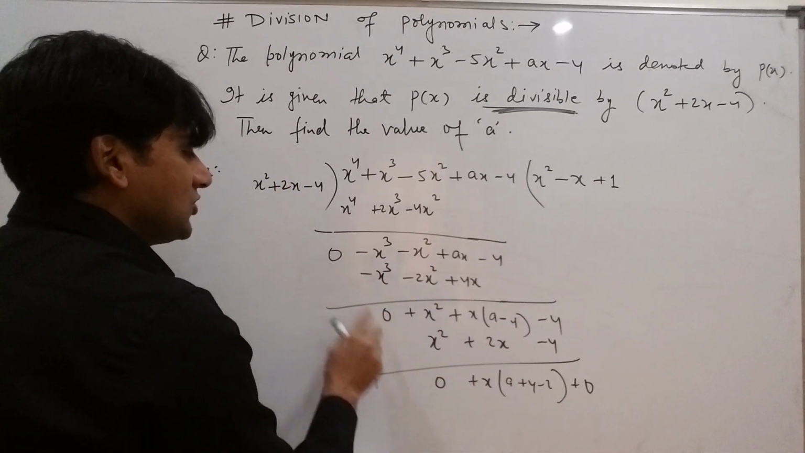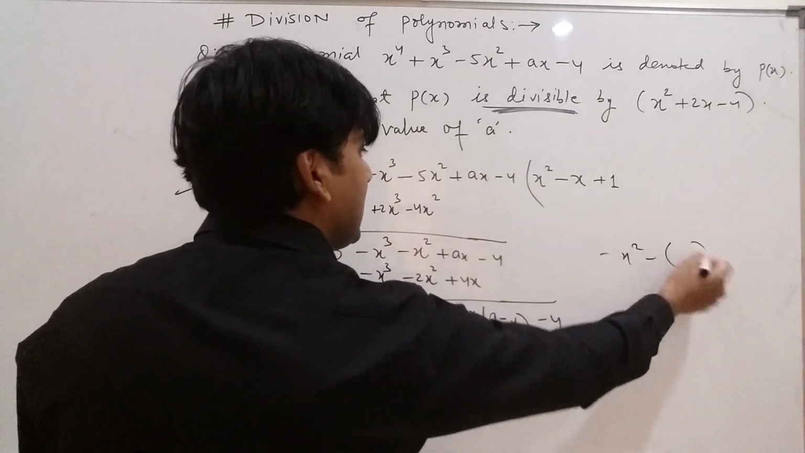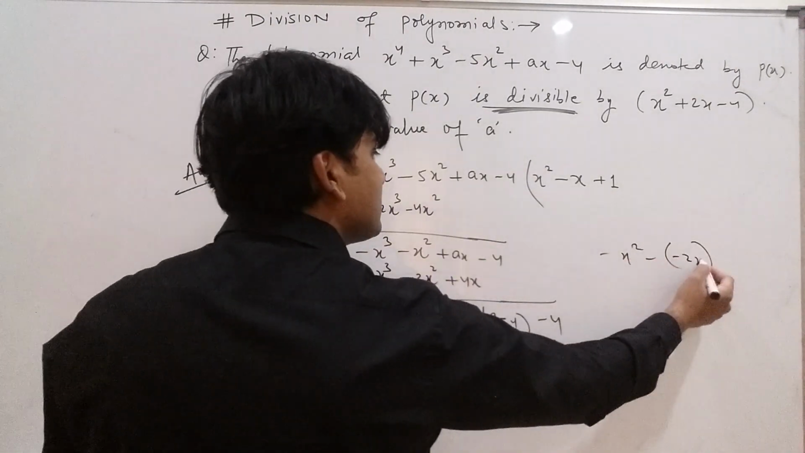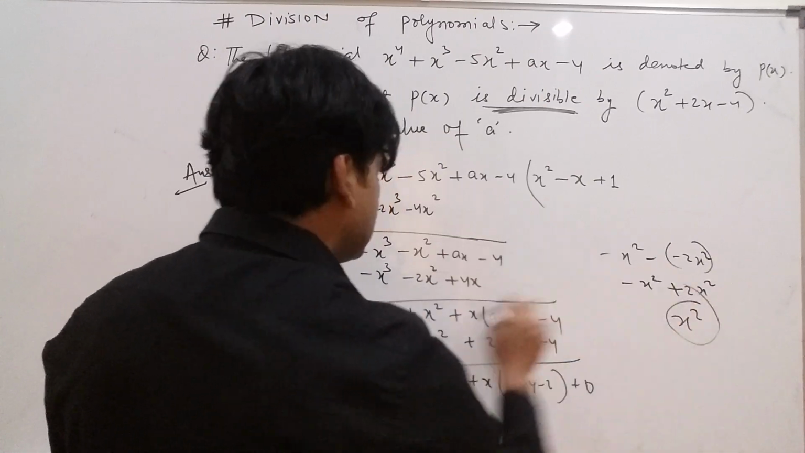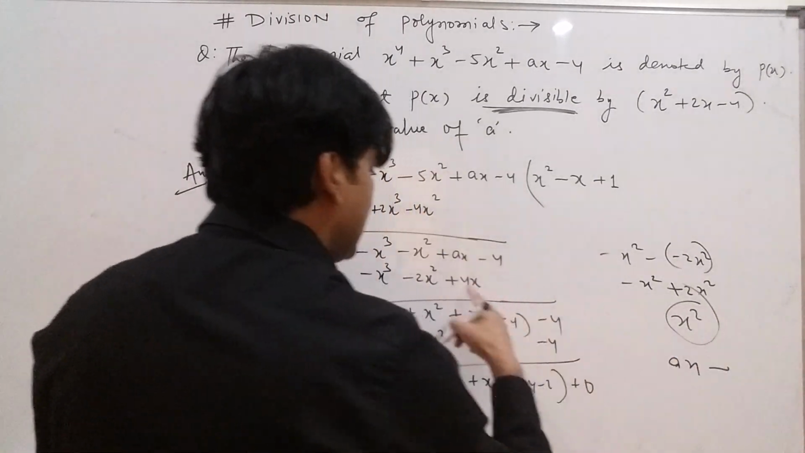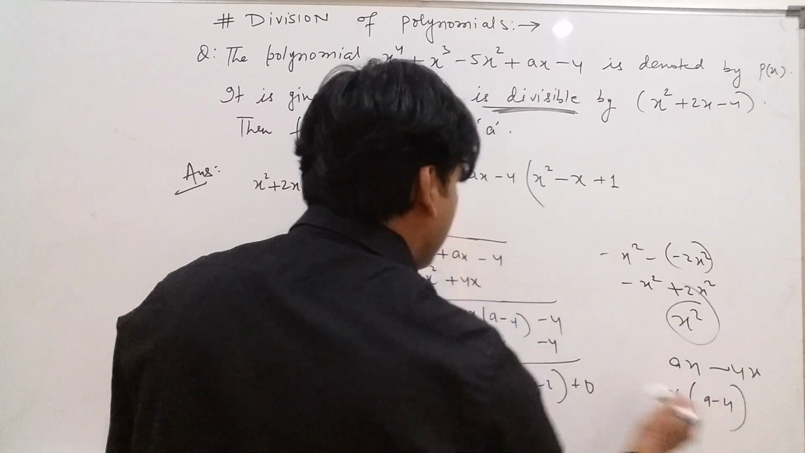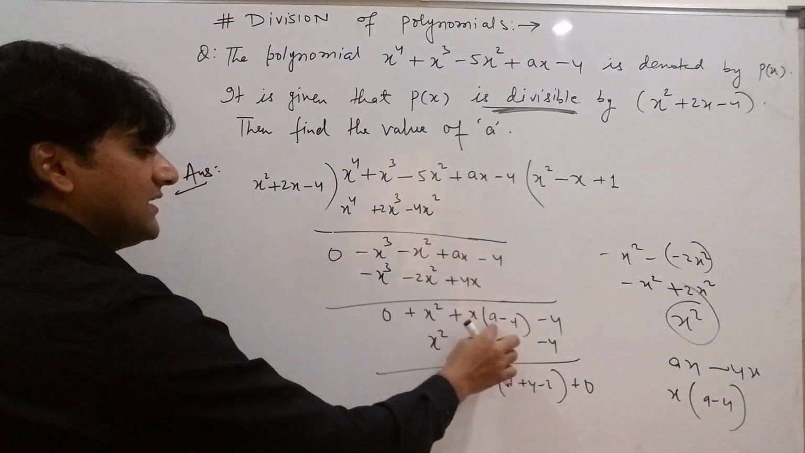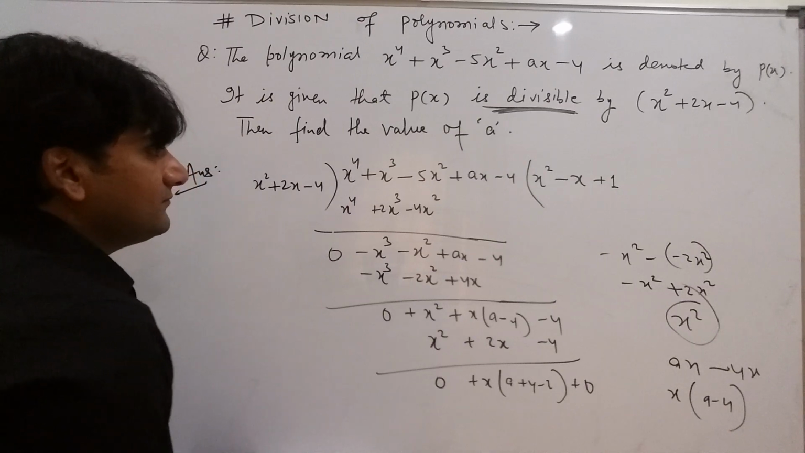Minus x cubed 0, minus x squared and minus of this minus 2x squared. So minus x squared plus 2x squared. That's how we got plus x squared here. But this is ax and this is minus 4x. If we take x common, then we will get a minus 4. That's why x outside, a minus 4. And minus 4 as it is we have to write.